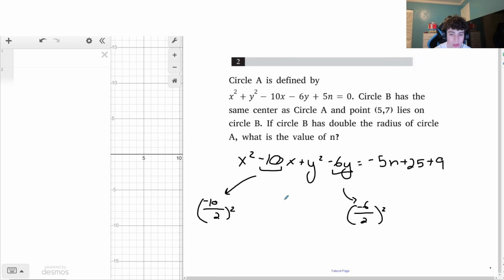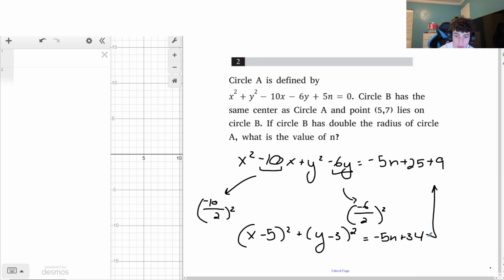And so what you do now to complete the square is you write x and then whatever this number is before you square it. So negative 10 over 2 is 5, so x minus 5 squared plus y, and then we would have a minus 3 because negative 6 over 2 is negative 3, squared, equals, and then we would have negative 5n plus 34. If you put this in Desmos, you'll notice that these two equations are the same thing. Okay, that's basically what completing the square is: this equation is the same as this equation.